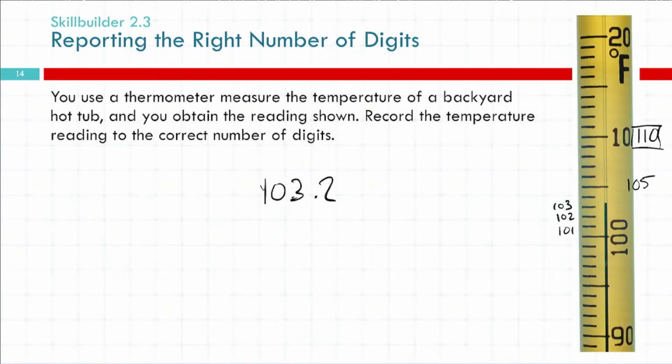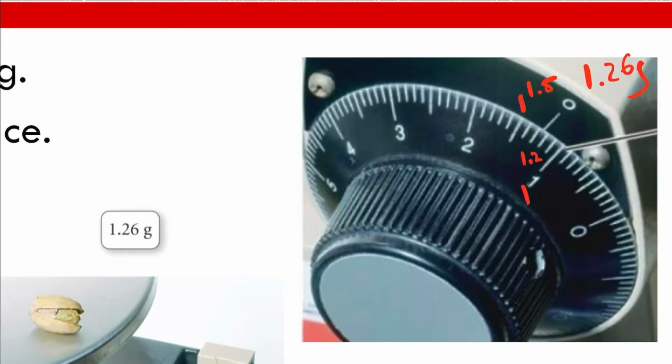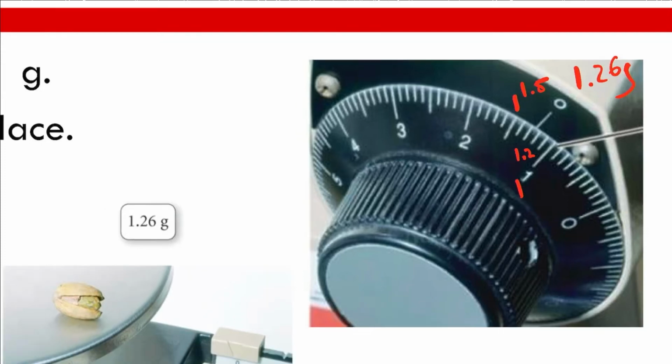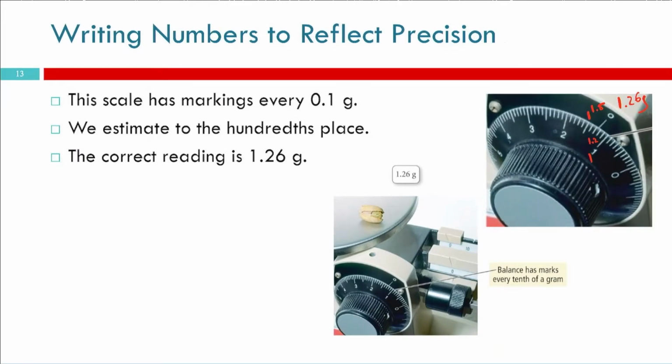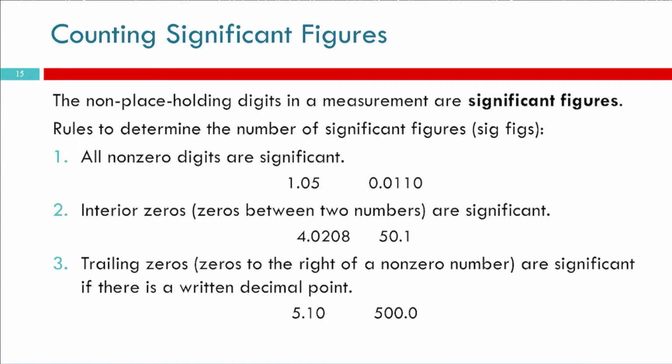All right, so last week we talked about measuring, or really writing down the right number of digits when we're measuring something. So if you have something like on this guy, we're measuring to really the hundredths place. So it's got markings to the tenths place, and you go one farther and you estimate that one. Part of the reason we do that is so that we know the number of significant figures, which is what we're going to be talking about today.